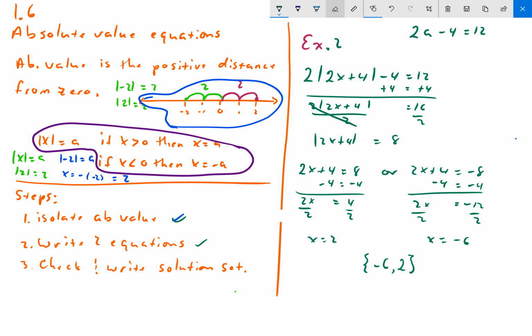And you should check. If I plug a 2 in, 2 times 2 is 4, 4 plus 4 is 8, 2 times 8 is 16, minus 4 is 12. Plug in negative 6 and I get negative 12 plus 4 gives me a negative 8. What's the absolute value of negative 8? Which gives me positive 8, which makes it work.